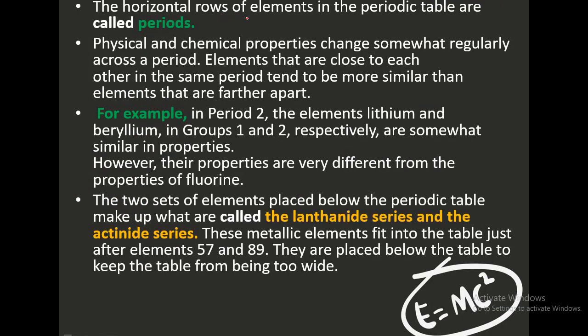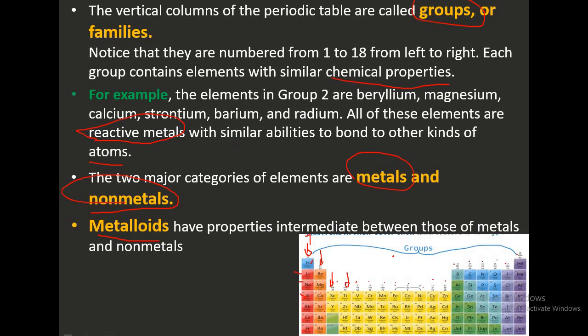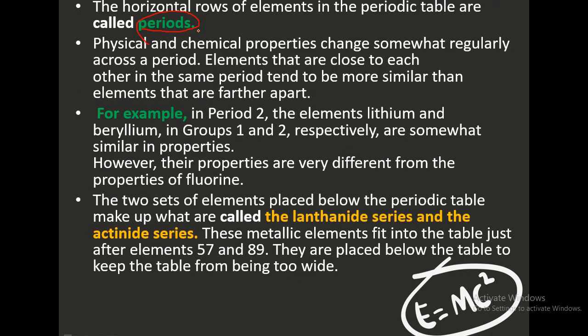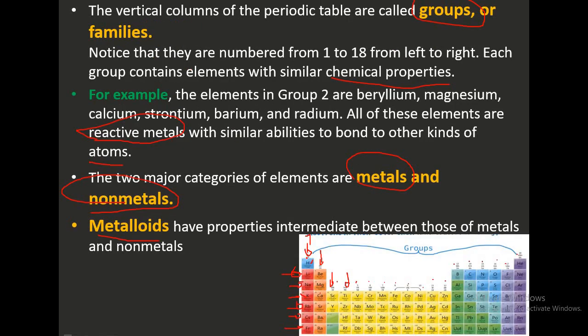But the horizontal rows of elements in the periodic table are called periods. Look here, the horizontal rows are called periods. Physical and chemical properties change somewhat regularly across a period. For example, the chemical properties of potassium are different from the chemical properties of calcium, and so on.